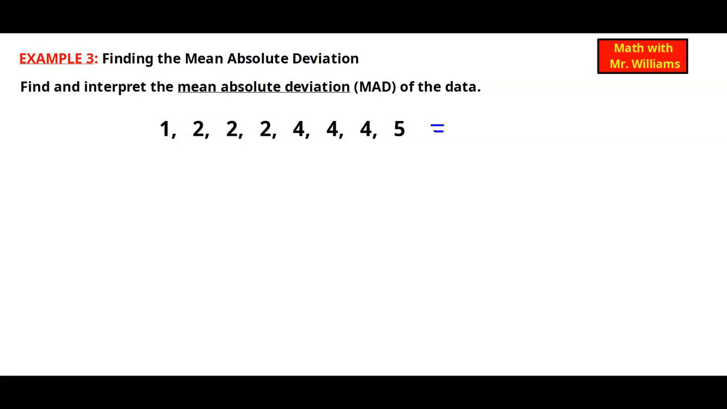So we have 1 plus 2 plus 2 plus 2 plus 4 plus 4 plus 4 plus 5, and we would get 24. And then how many numbers do we have? We have 1, 2, 3, 4, 5, 6, 7, 8. So we're going to divide that by 8.